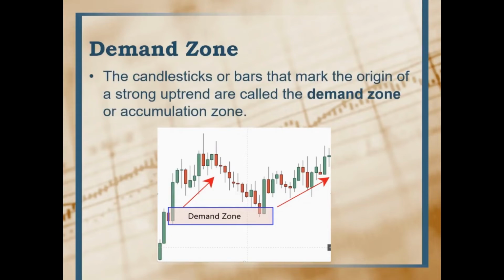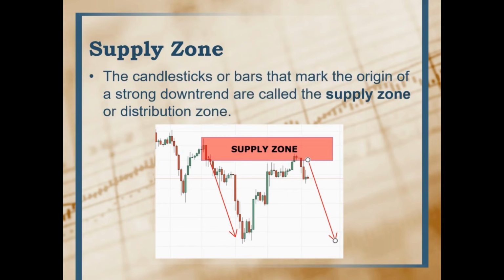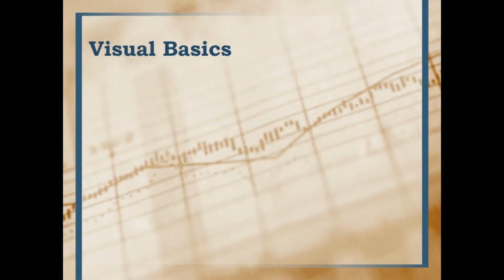Candlesticks or bars that mark the origin of a strong uptrend are what we call demand zones. They're also called accumulation zones. The inverse is true for supply. These candles or bars that mark the origin of a strong downtrend, that's what we call a supply zone or a distribution zone.